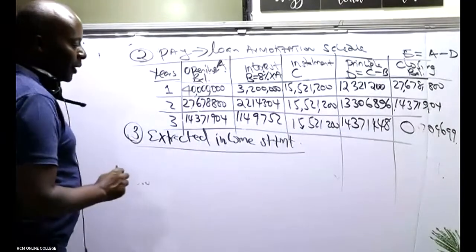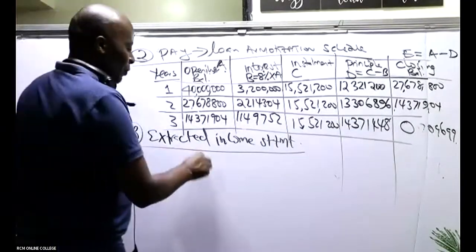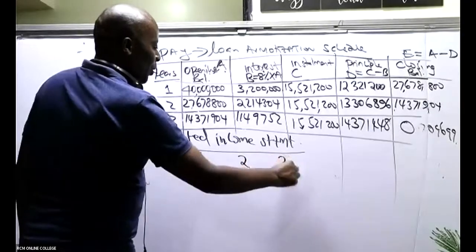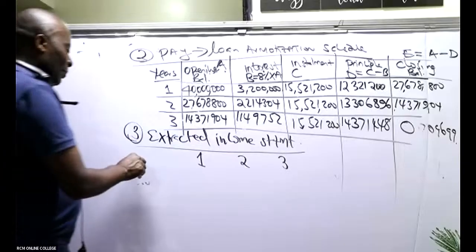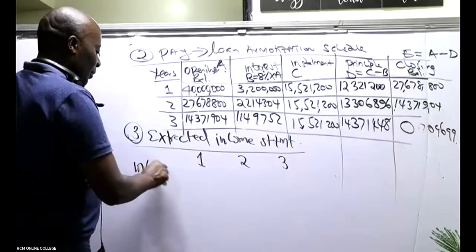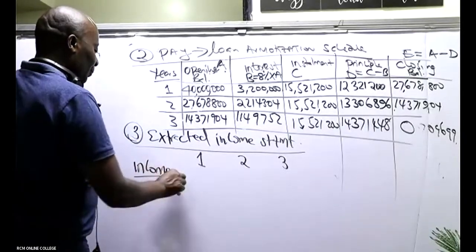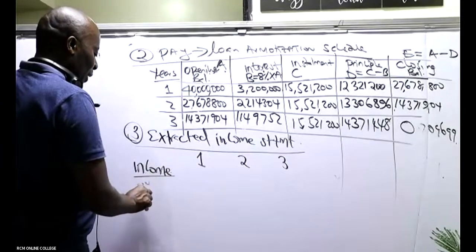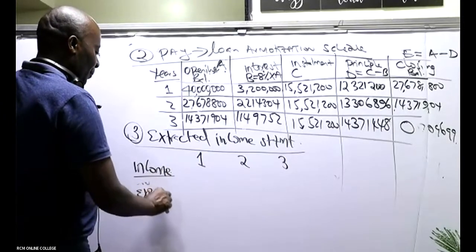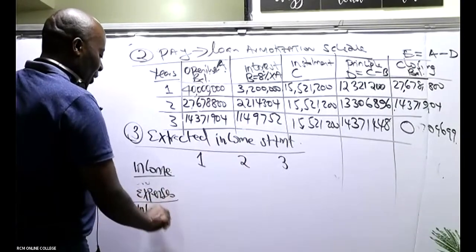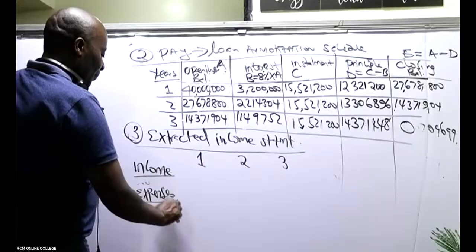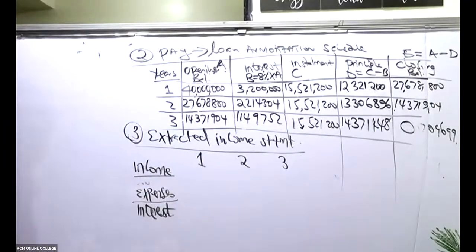Extracted income statement. So remember, we have 3 years: year 1, year 2, year 3. So you're going to have an income because there was a disposal done. And then we have expenses. There are two expenses normally. We have interest paid, and then lastly, of course, we have what we call depreciation.